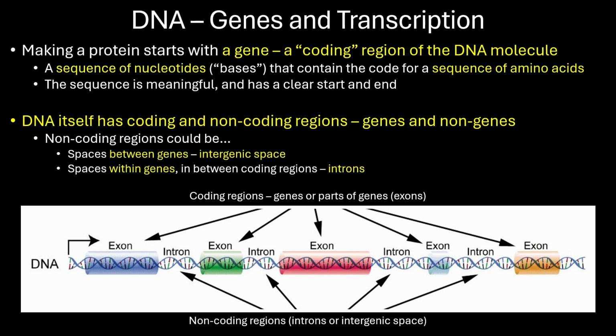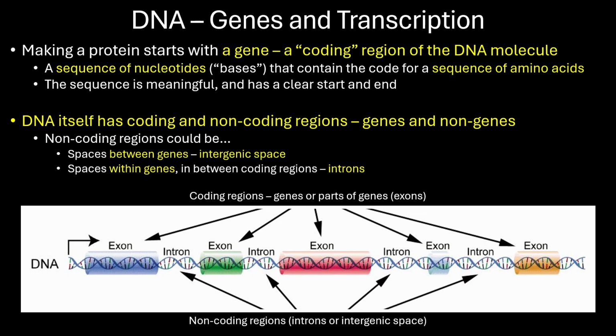So now we're going to start talking about how we get proteins from the genes in DNA. When we want to make a protein, we have to start with a gene, a coding region of a DNA molecule. The sequences of those nucleotides, something we often call bases, contain the code for the sequence of amino acids that form that protein. The sequence of those nucleotides is meaningful, and it has a clear start and a clear end.